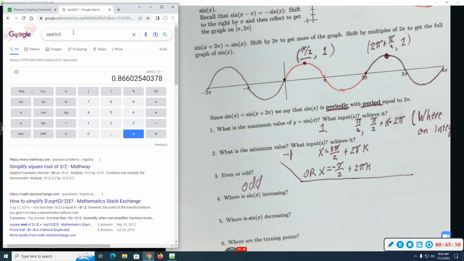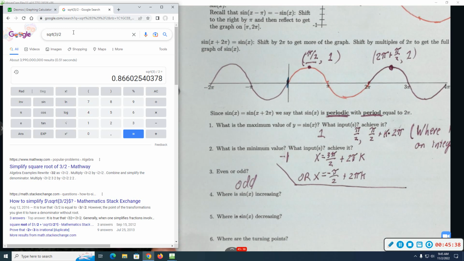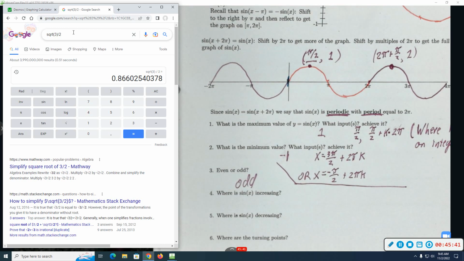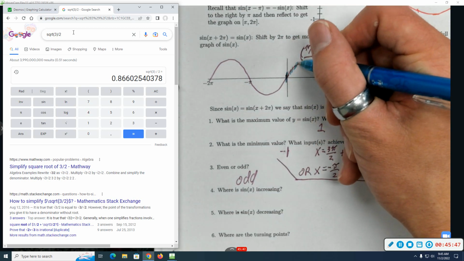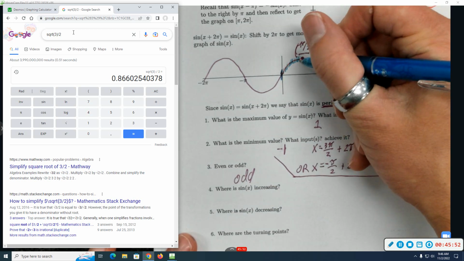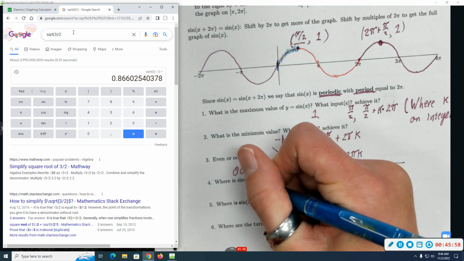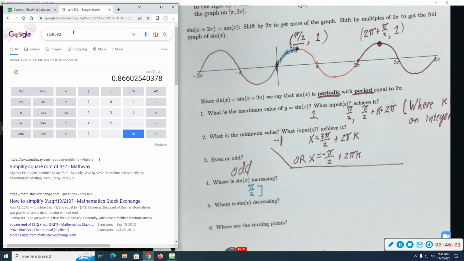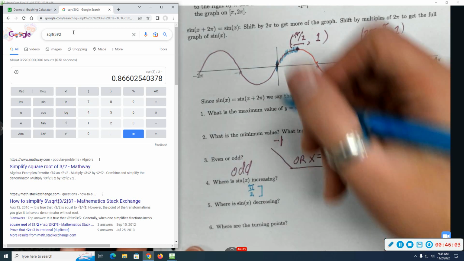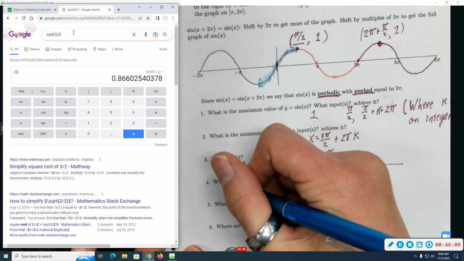Could we figure out where sine is increasing? Yeah, and let's do it using, I guess, this color coding strategy. At the origin, at 0, does it seem to be increasing or decreasing? Increasing. How far to the right can I go while it's still increasing? Up to like there, I guess. So up to pi over 2. So that means pi over 2 is the right endpoint of an interval of increase. How far to the left could I go? Negative pi over 2.